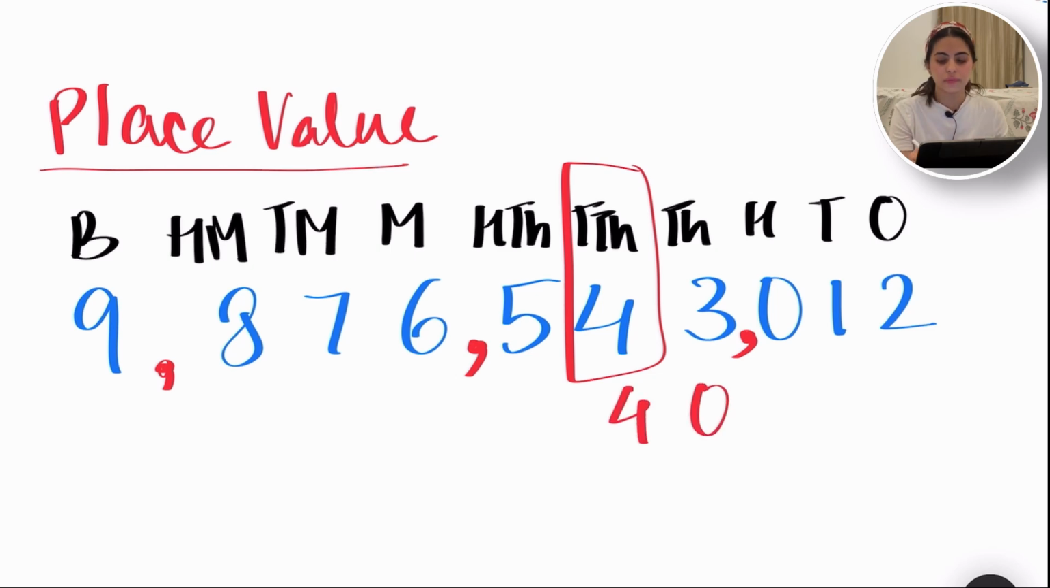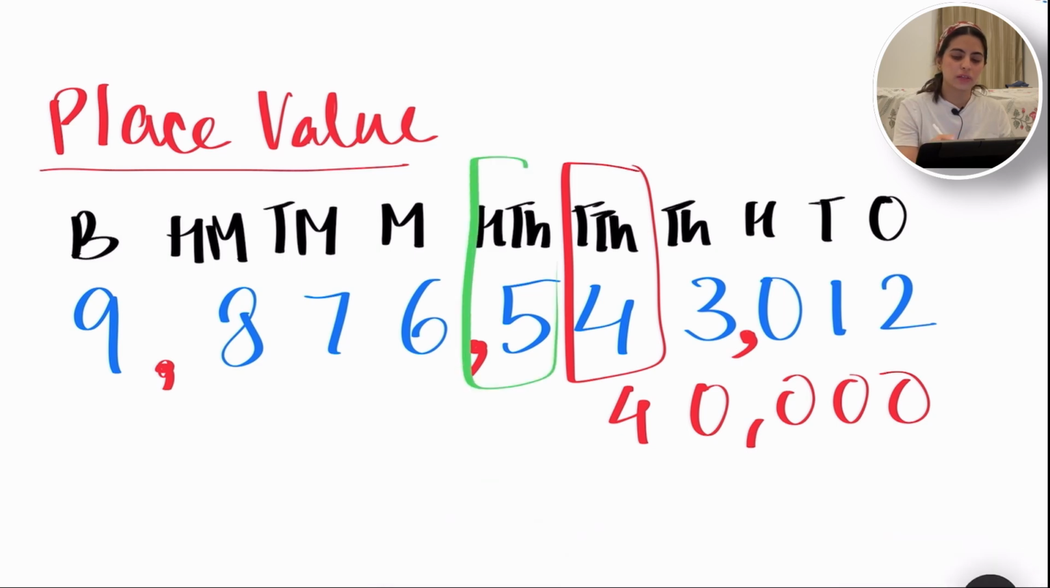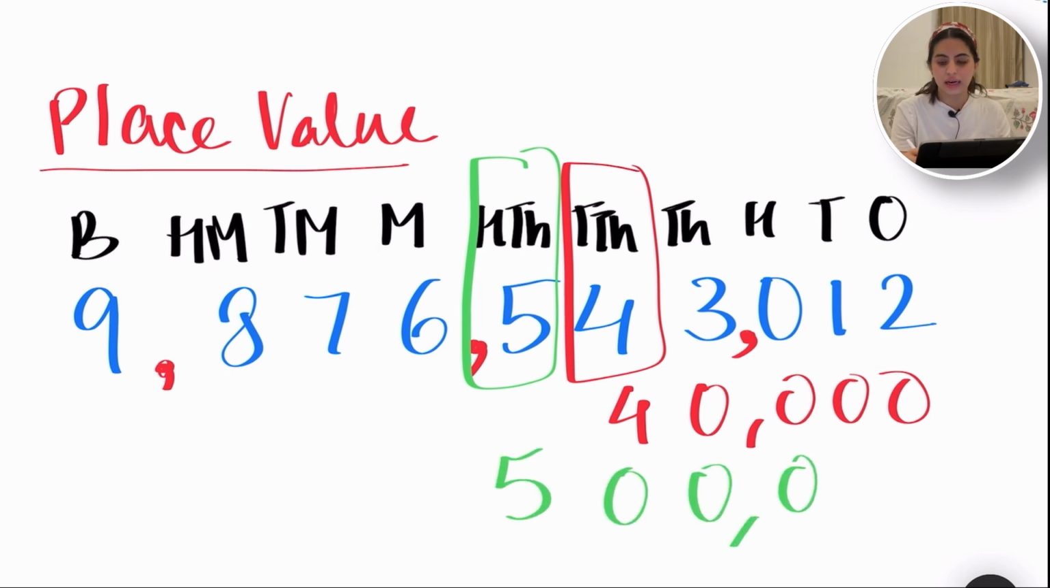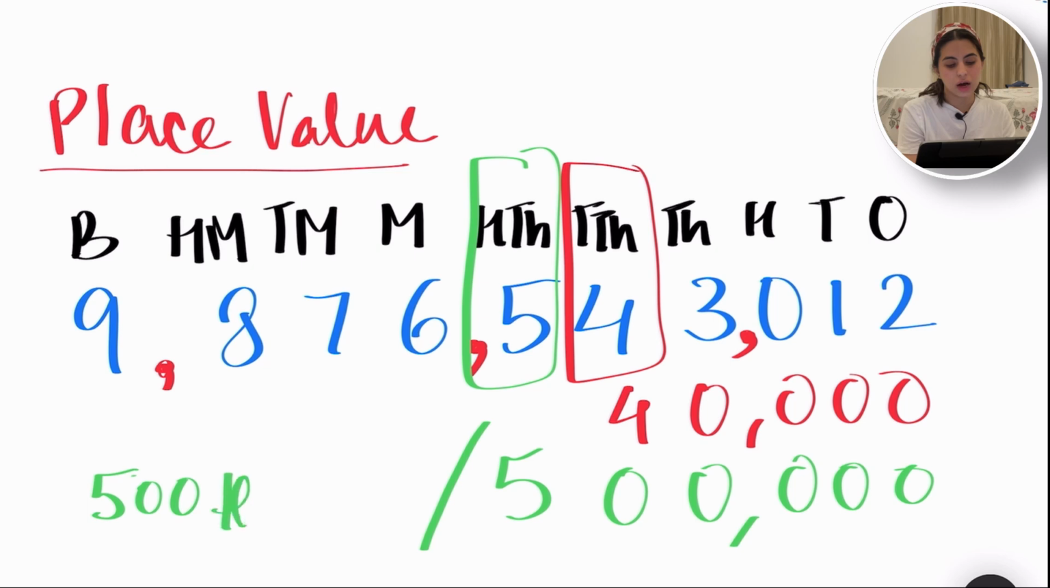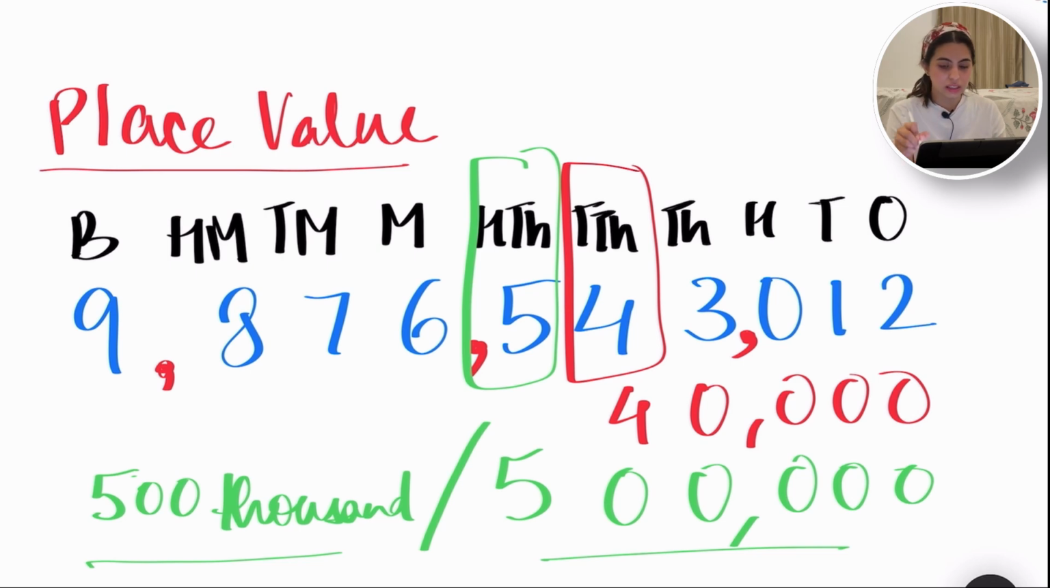This will be 40,000. What if I ask you the place value for this digit 5? This is 500,000. So like we did 4 tens, this is 500s. So 500 and then 3 zeros. So either you write 5 with 5 zeros, that is 500,000, or you can also write 500,000. Both are correct. Alright, I hope this is easy for you to understand.